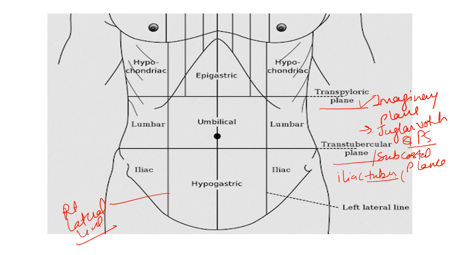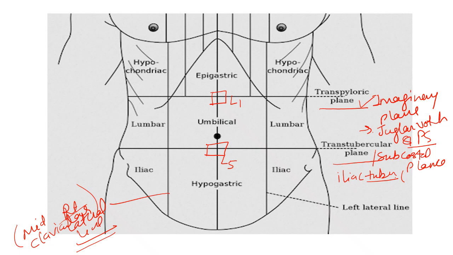And if we look at the level of vertebra, this is at the level of the L5 vertebra. In the center, the vertebral column is lying, and the transpyloric plane is at the level of the L1 vertebra. And these two lateral lines pass through the midclavicular line, which passes midway between the clavicle. So this is how the abdomen is divided into 9 quadrants, and each organ is lying in these quadrants.